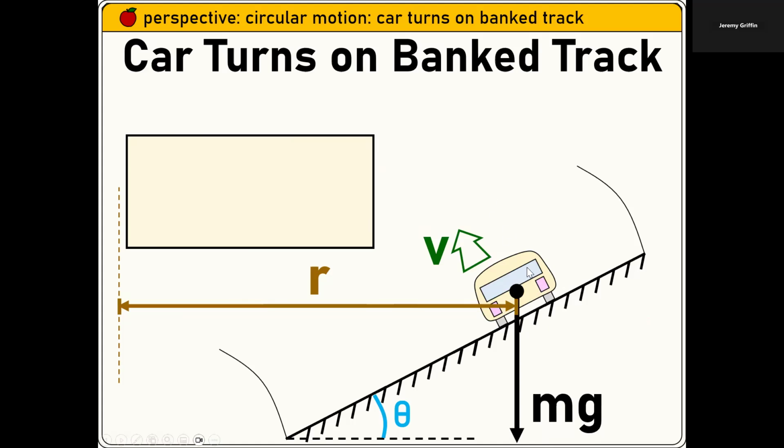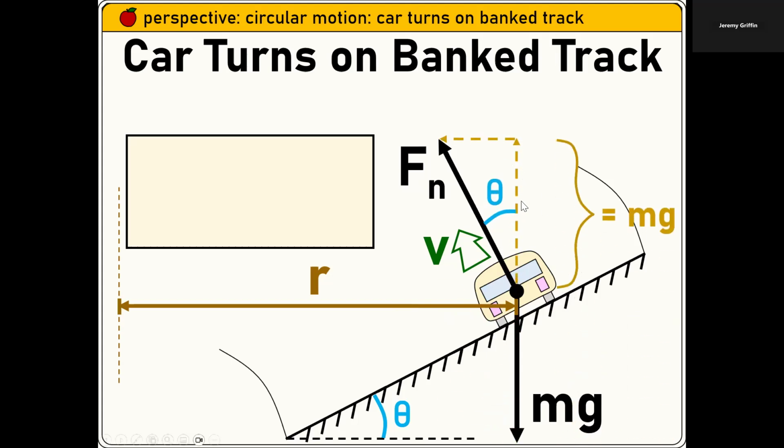Now, how long should you draw the normal force for this particular scenario? Is it longer or shorter than the weight? Longer. Who says longer? I agree with you. I think it should be longer. Reason being, if you break this into components, the vertical component of this normal force has to balance out the weight, and the horizontal component, I think, has to do something with the car turning. That is different than a block sliding down an incline.